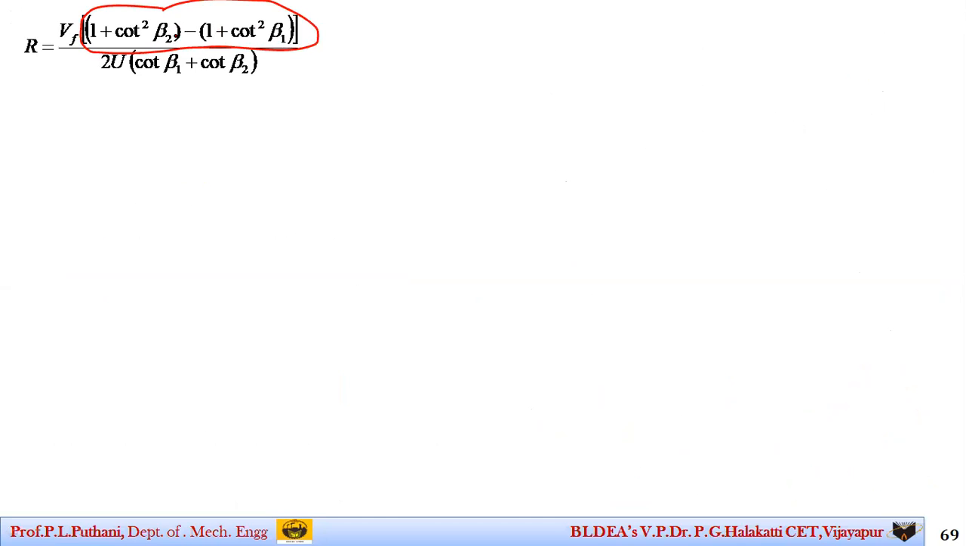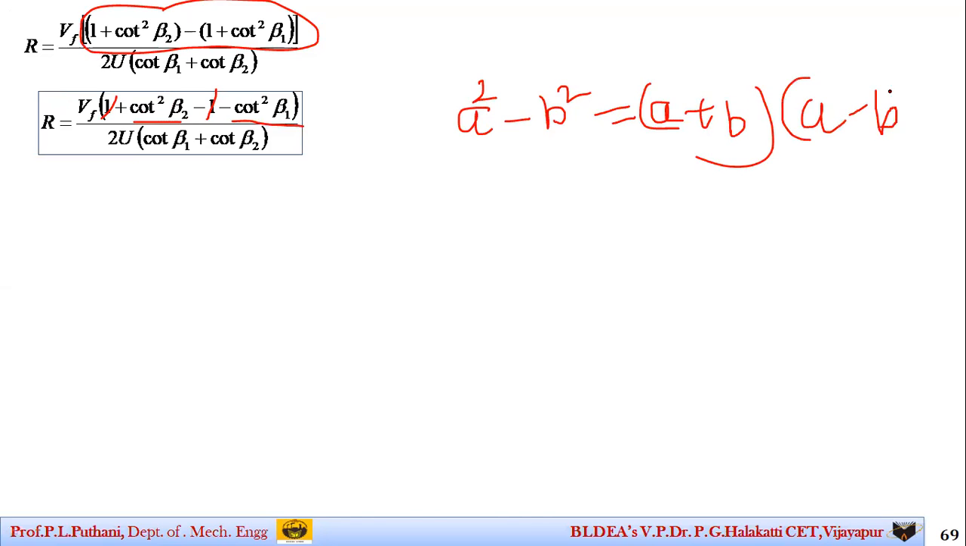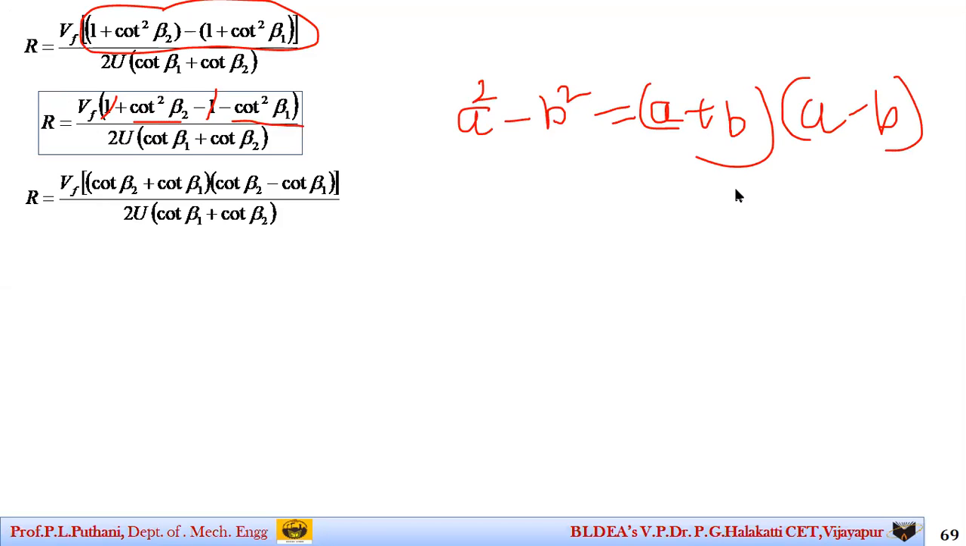Now I will open these brackets such that after opening, it is in this form. Here plus 1 minus 1 gets cancelled, and you are remaining with the terms cot square beta 2 minus cot square beta 1, which is nothing but of the form a square minus b square, which means you can write it as a plus b times a minus b. So now I write it in this form. You can see here the term cot beta 2 plus cot beta 1 gets cancelled, and on simplification I get this term.